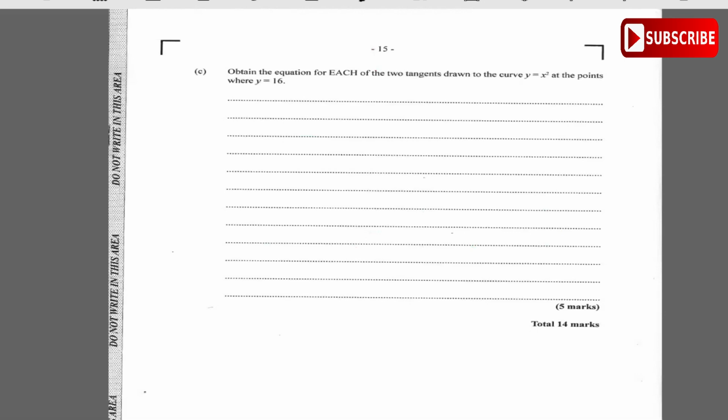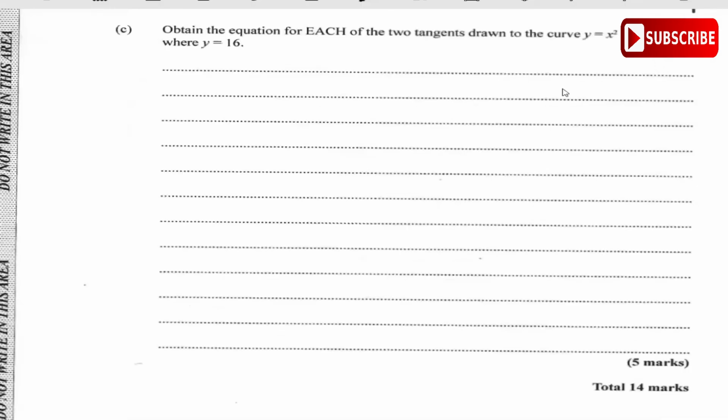Now this part of the question says, obtain the equation for each of the 2 tangents drawn to the curve y equal x squared at the points where y is equal to 16. Okay, I understand now. I didn't like the wording at first, but if you think about the curve y equal x squared, I'm just going to give you a rough sketch.